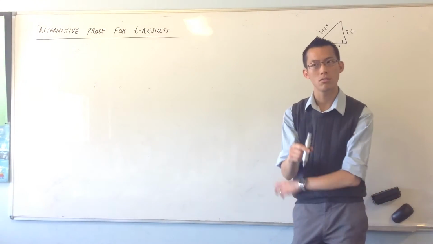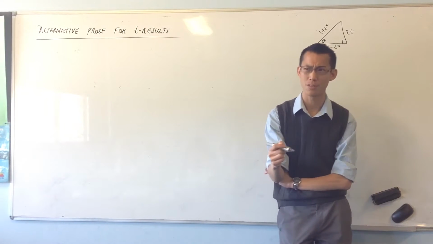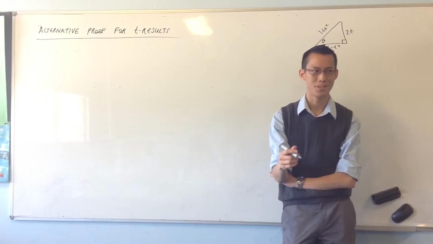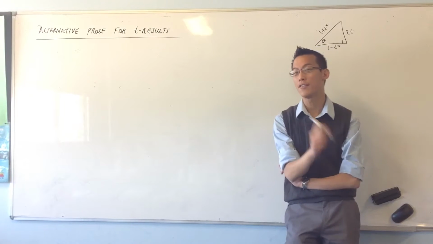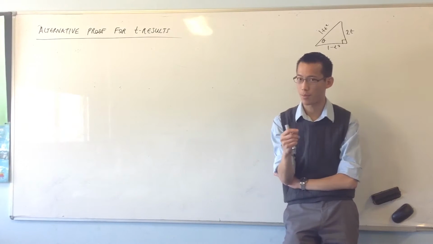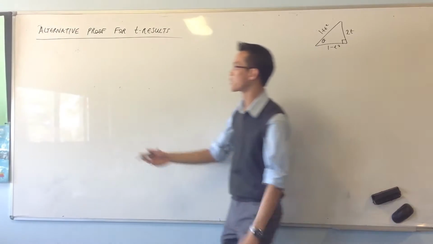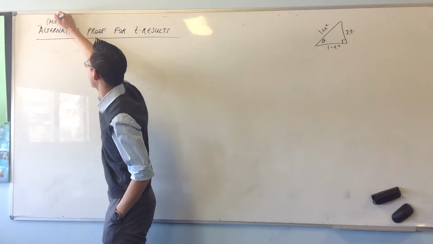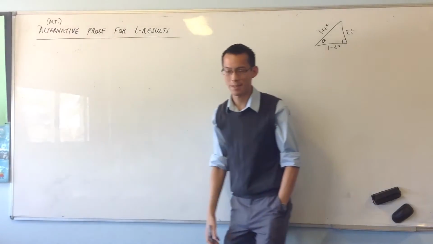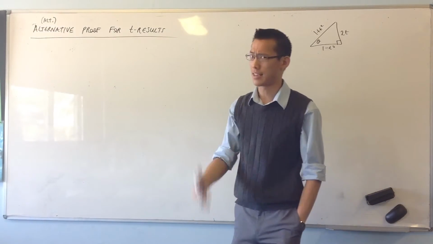Now, I showed you earlier one proof with identities. I'm not going to redo that one because you can go and watch the video. That's why I make videos, okay? But I have another proof, and I think it's a bit faster, so I've called it the alternative proof for t results. I guess it's an alternative proof because it's the third one. I reckon this is probably the fastest out of the ones that I've given you.